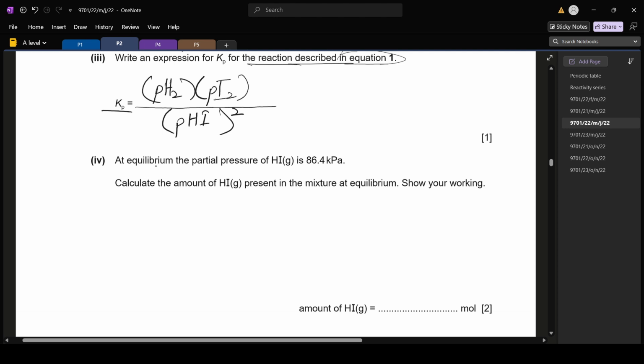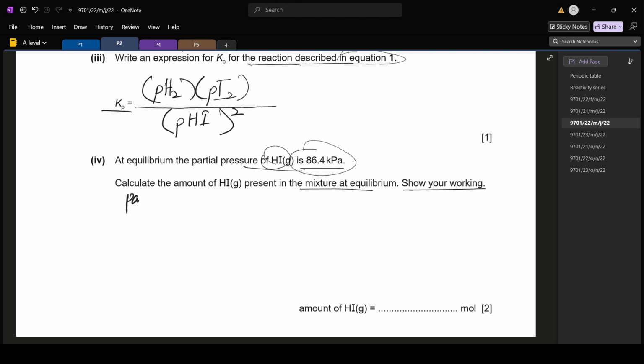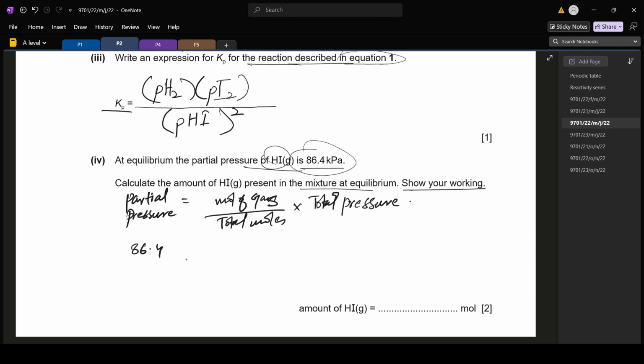Okay. Part 4. At equilibrium, the partial pressure of hydrogen iodide is 36.4 kilopascal. Calculate the amount of hydrogen iodide gas present in the mixture at equilibrium. Show your working. So the formula for calculation of partial pressure is: partial pressure is equal to moles of gas divided by total moles multiplied by total pressure. So this is the formula, and here you are given the partial pressure, and you have to find the amount, so it is the moles.